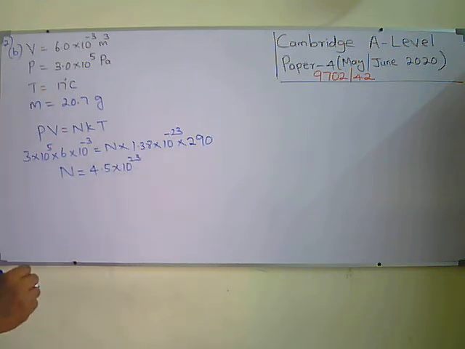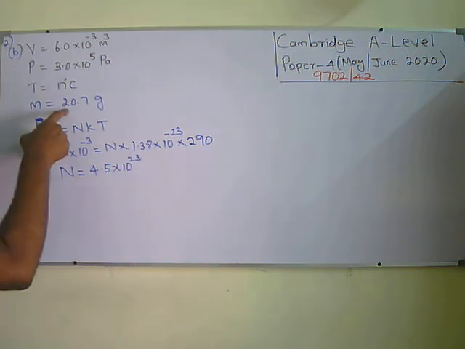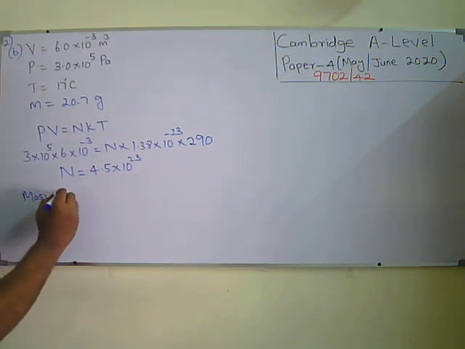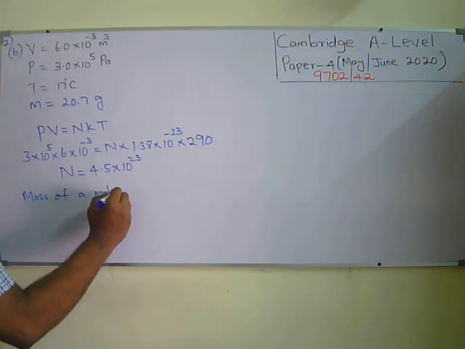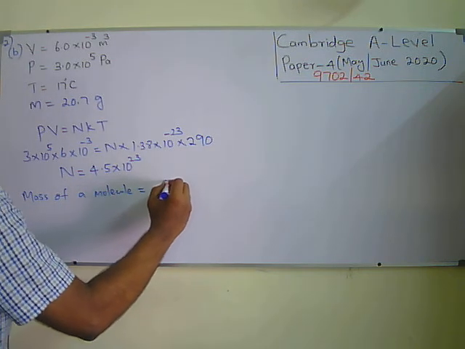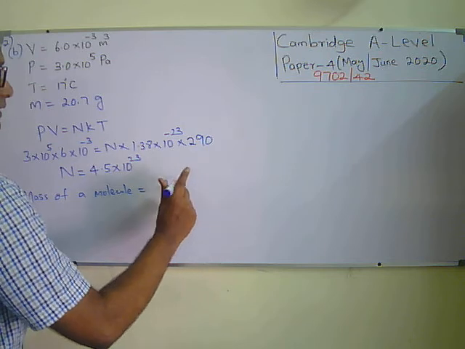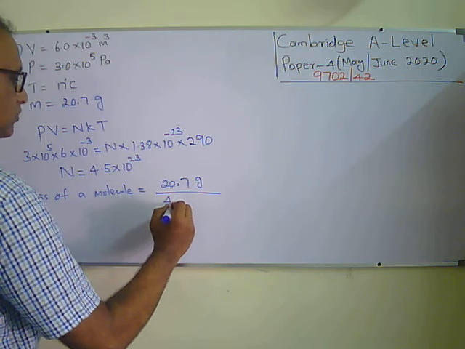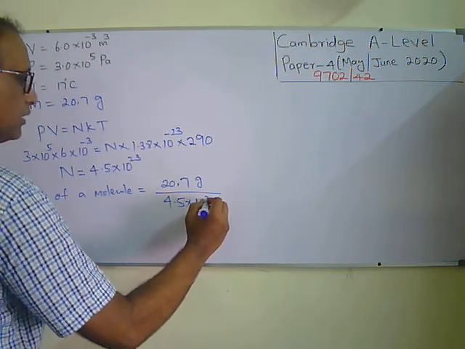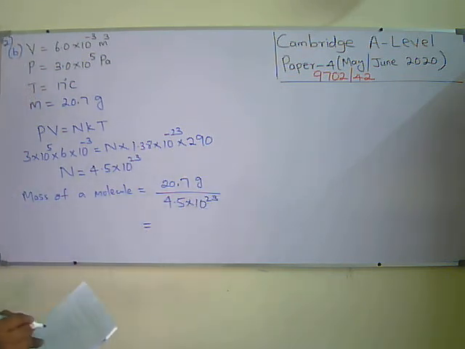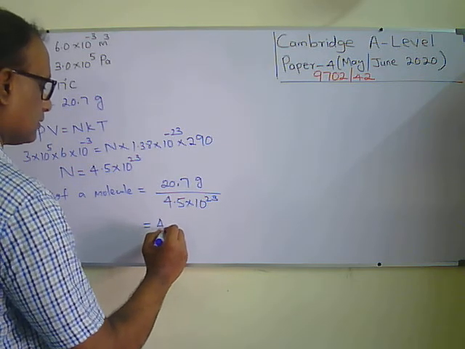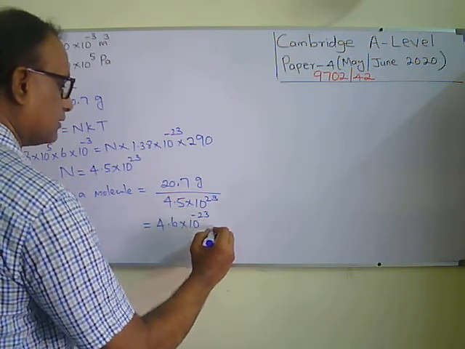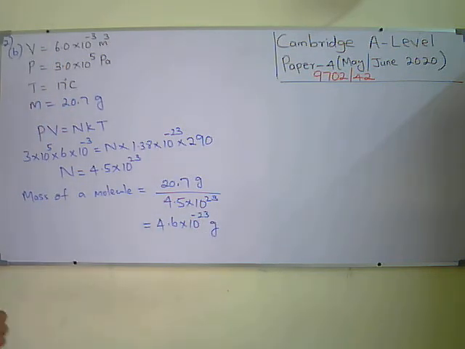So the question is, what's the mass of a molecule? We know the total mass of the gas, 20.7 grams. So the mass of a molecule is 20.7 grams divided by the number of molecules, 4.5 × 10^23. You will get 4.6 × 10^-23 gram. That's the mass of a molecule.